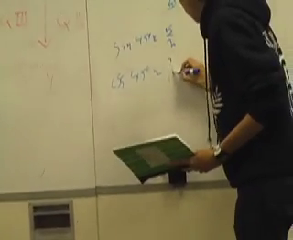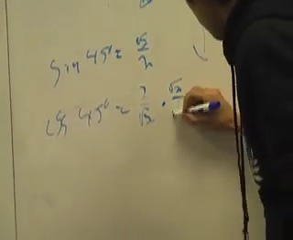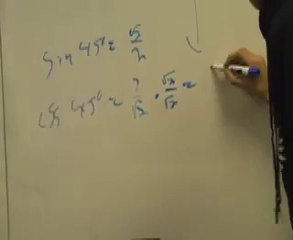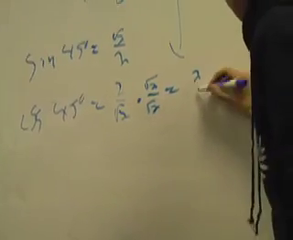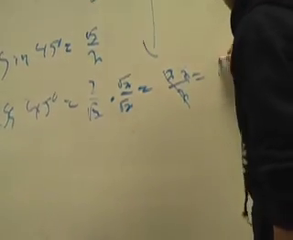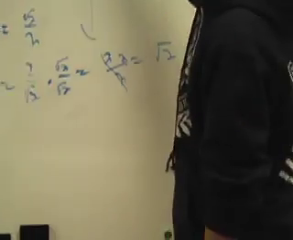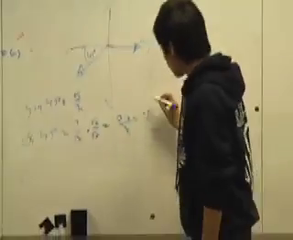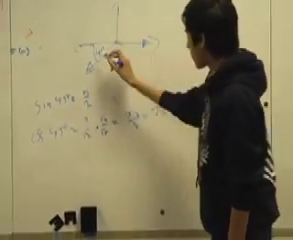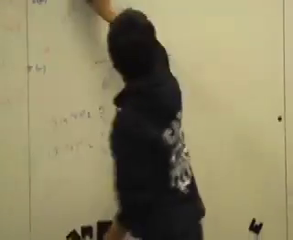2 over square root of 2, and that doesn't make any sense, so you have to rationalize that by multiplying square root of 2 over square root of 2, and you end up with 2 square root of 2 over 2, and you cancel these out, so your final answer is square root of 2. Since it was negative in the first place, this ends up negative, because sine is negative in this quadrant, and that's cosecant. And just erase this now.